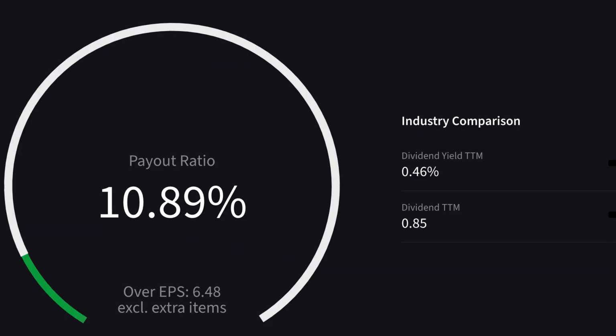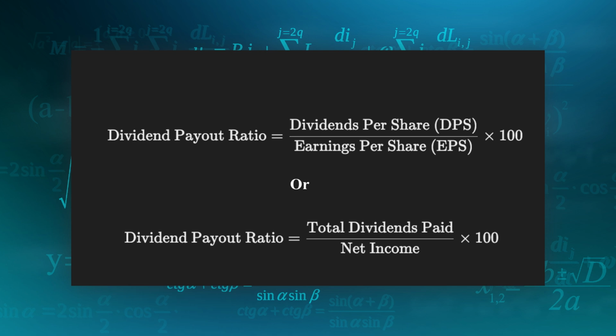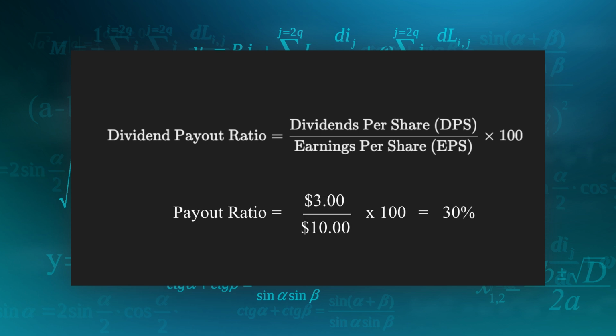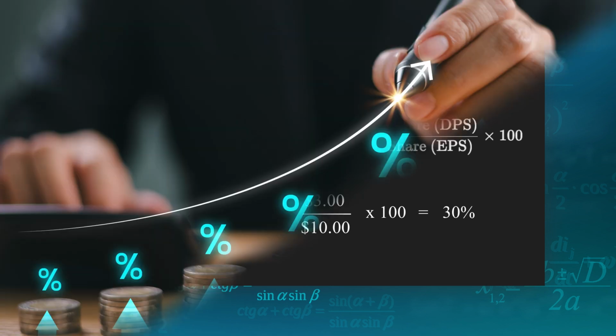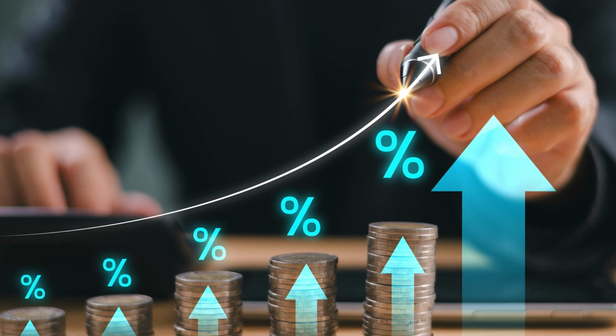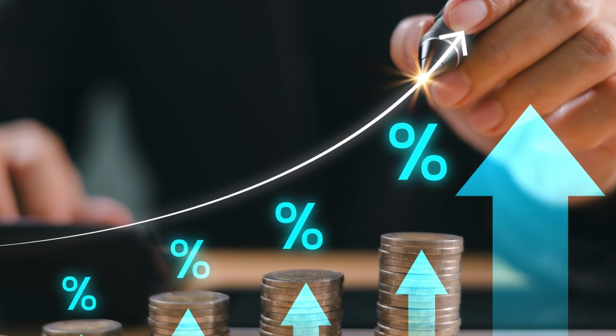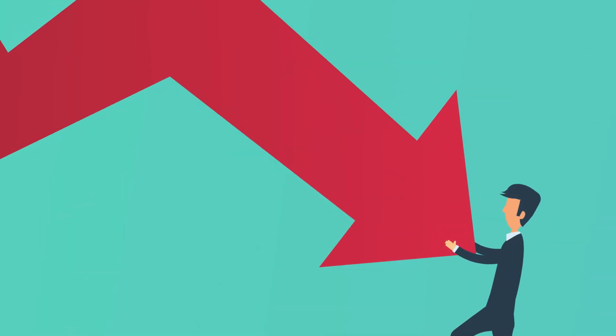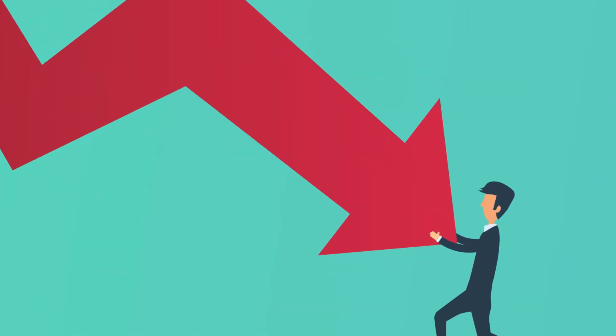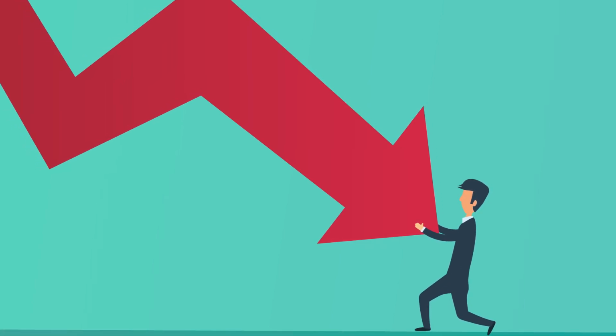The dividend payout ratio measures how much of a company's earnings are paid out as dividends. It is calculated by dividing the annual dividend per share by the earnings per share. If a company earns $10 per share and pays out $3 in dividends, its payout ratio is 30%. This ratio is important because it indicates the balance between rewarding shareholders and reinvesting in the business. A high payout ratio might suggest that the company is paying out a large portion of its earnings, leaving less room for growth or to weather economic downturns. A low payout ratio, on the other hand, can signal that the company is conservatively managing its profits, potentially using the excess cash for expansion or debt reduction.